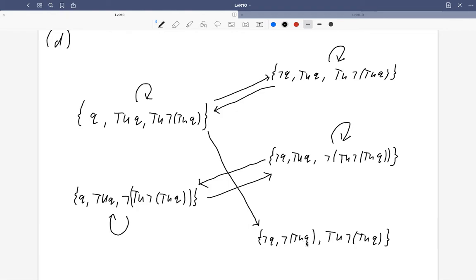So we can move from here to any state that has not true until Q. And that is the only state that has not true until Q. So this maps to itself.